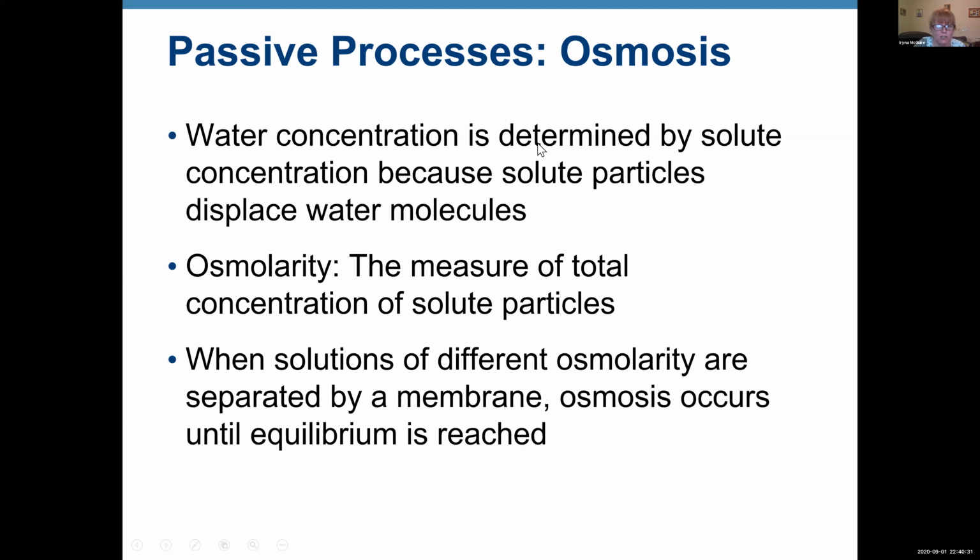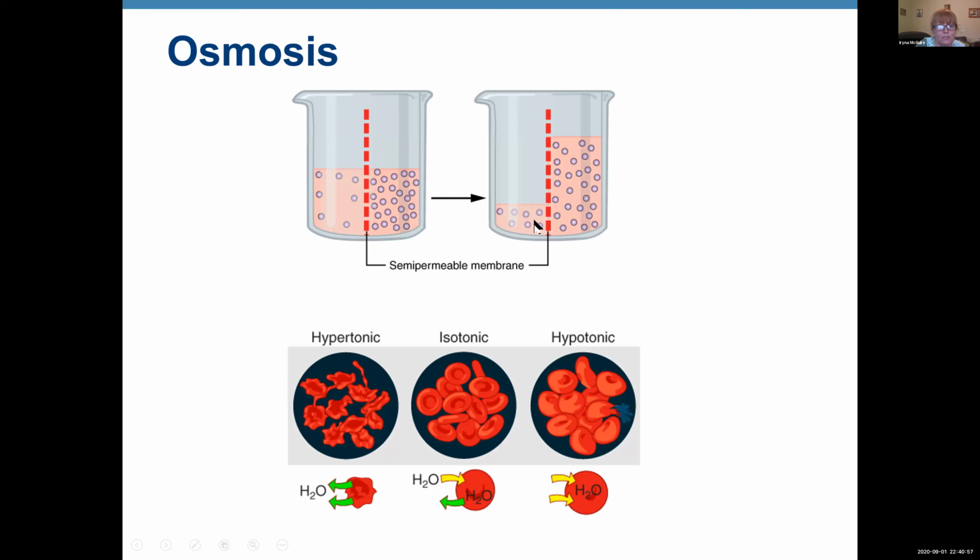So water concentration is determined by solute concentration because solute particles displace water molecules, and osmolarity is a measure of the total concentration of solute particles. So when solutions of different osmolarity are separated by a membrane, osmosis occurs until equilibrium is reached. On this diagram, you can see we have two solutions that are divided by a semipermeable membrane, right? And the osmolarity of those solutions is different, right?